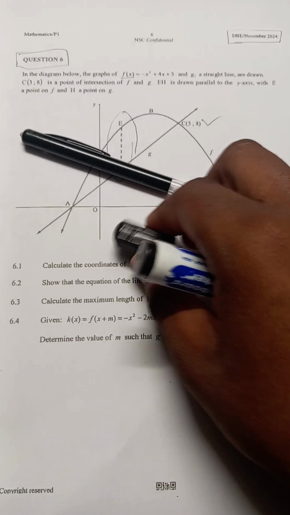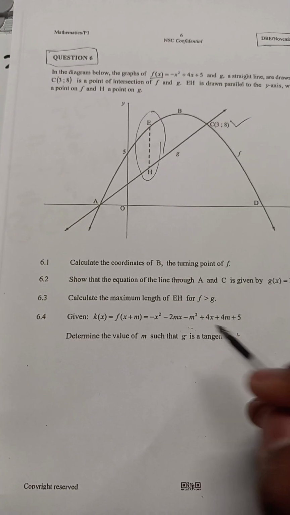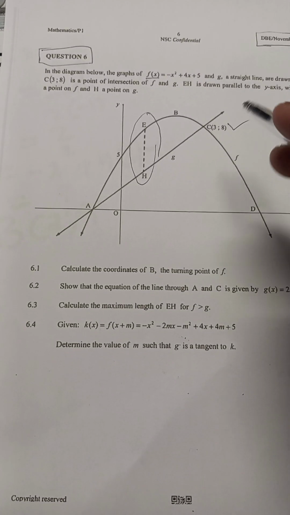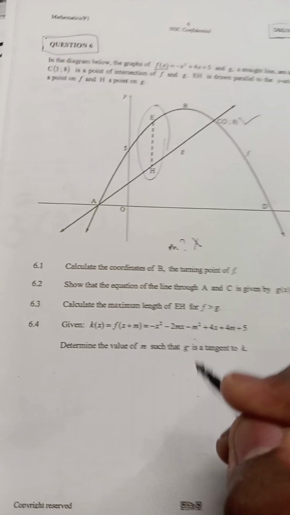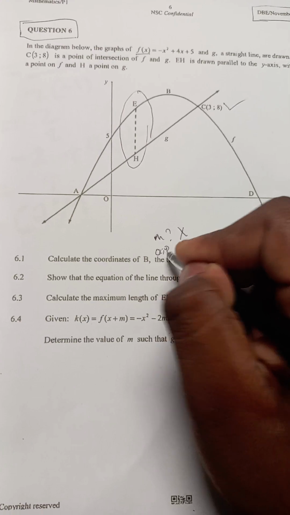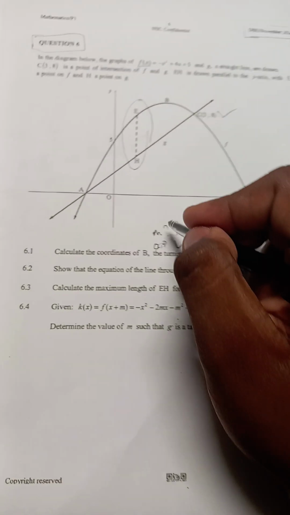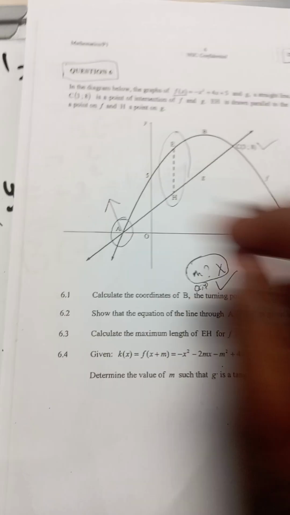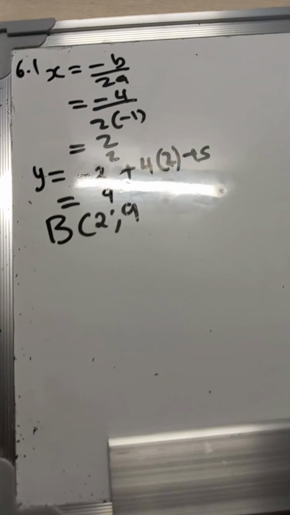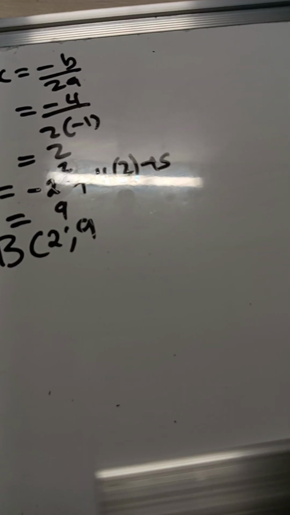Now the second question, they say show that the equation of the line through A and C is given by that. What is happening there? They want us to find the equation of the straight line. Do you have your gradient? No. Do you have at least a point, x and y? Yes, I do. But how are you going to find the gradient? We are going to find it using two points, so I have to find another point. Through my interpretation, I know that A is on the x-axis, so at A, y equals 0. Let's find the coordinates of A.